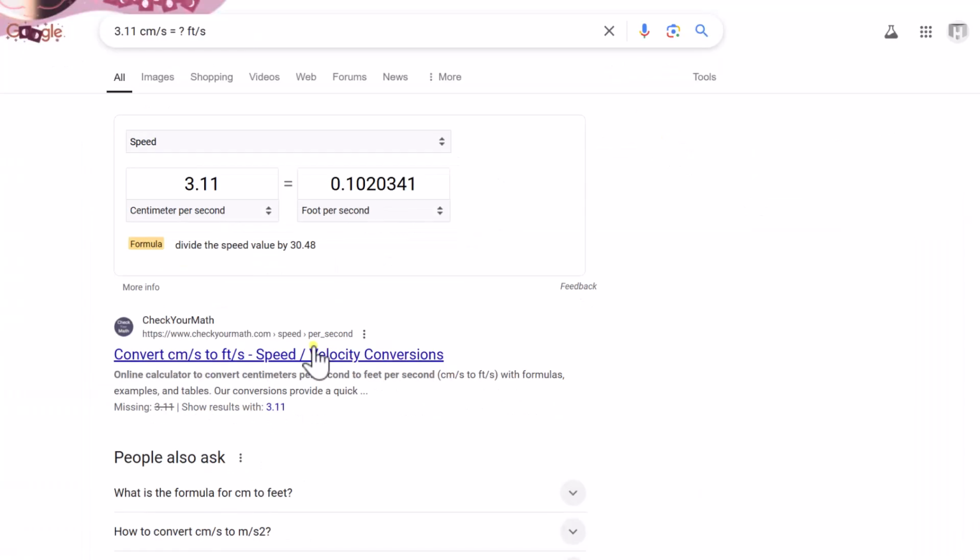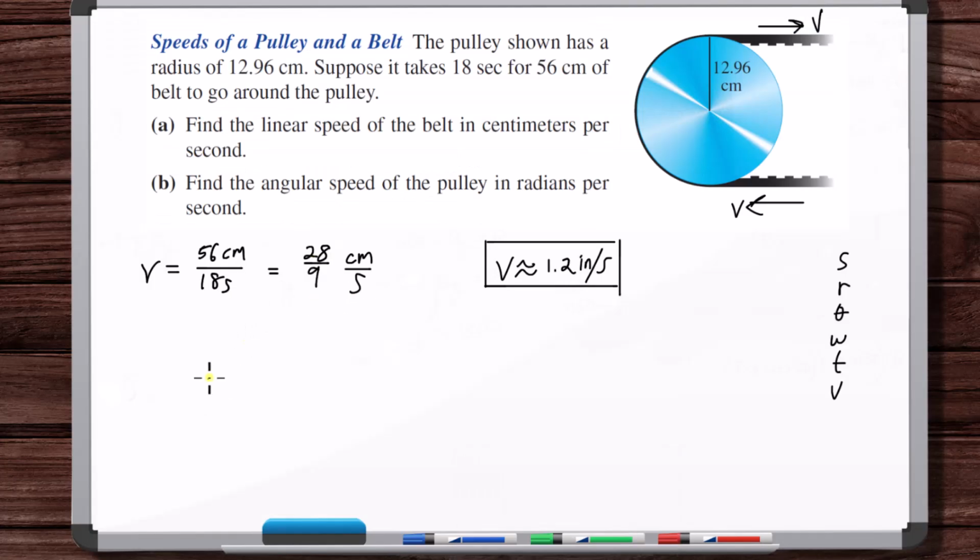Okay, and just note, 0.102 feet per second. How did I convert that to inches per second? It's easy. Feet per second, there's 12 inches in 1 foot. We want inches per second. I just multiply 0.102 times 12.